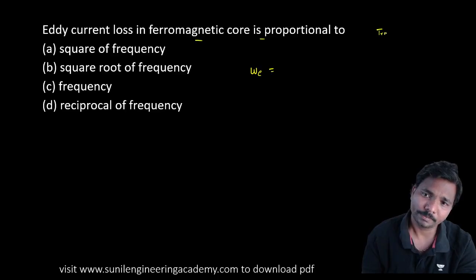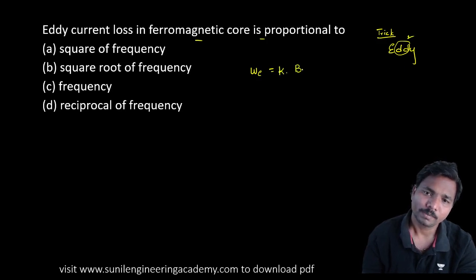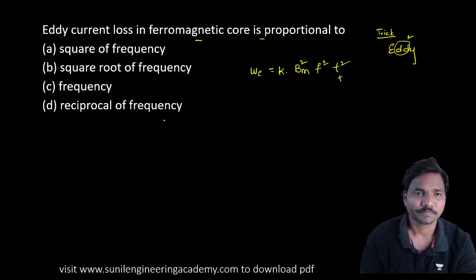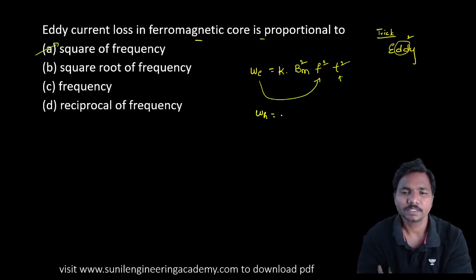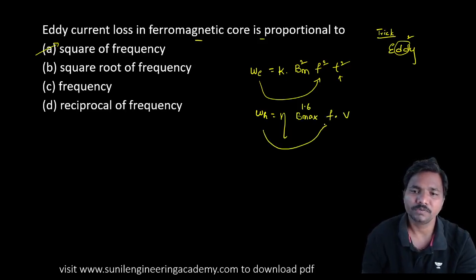Simply, eddy current loss is proportional to B max square, F square, T square, so all the terms are in square. Here T is the thickness of lamination. So it is proportional to the square of frequency. If you consider hysteresis losses, it is zeta into B max power 1.6 into F into V, so it is proportional to the frequency only.